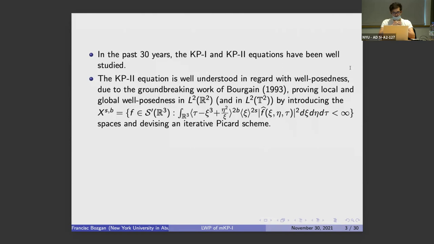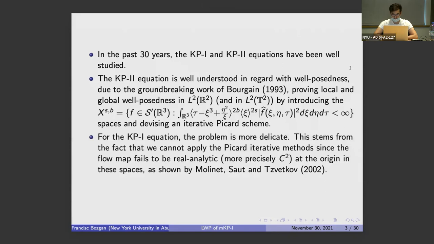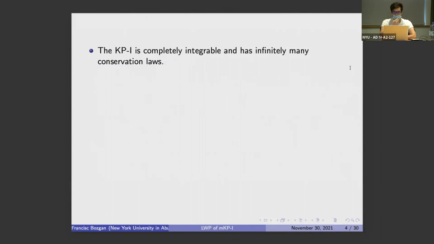Using these X^{s,b} spaces, he devised an iterative Picard scheme and used a fixed point argument in order to get local well-posedness and then global well-posedness. For the KP1 equation, it's not that simple. The main reason is that scientists usually prove well-posedness for dispersive equations using fixed point arguments, but for the KP1 equation this doesn't apply, because the flow map fails to be real analytic or C2. Therefore it cannot have a Picard iterative method, since the flow map would necessarily be real analytic if it had one. This was shown by Molinet, Saut and Tzvetkov in 2002. So in order to get well-posedness for the KP1 equation, we need to do something different.